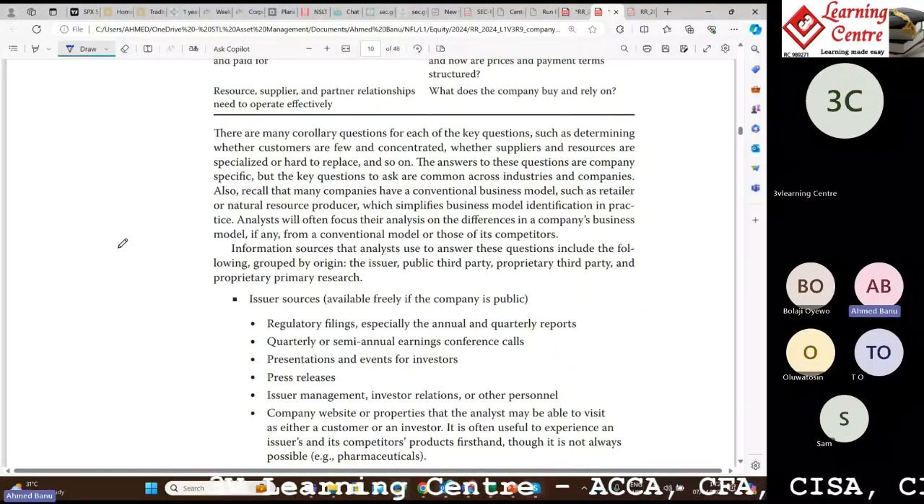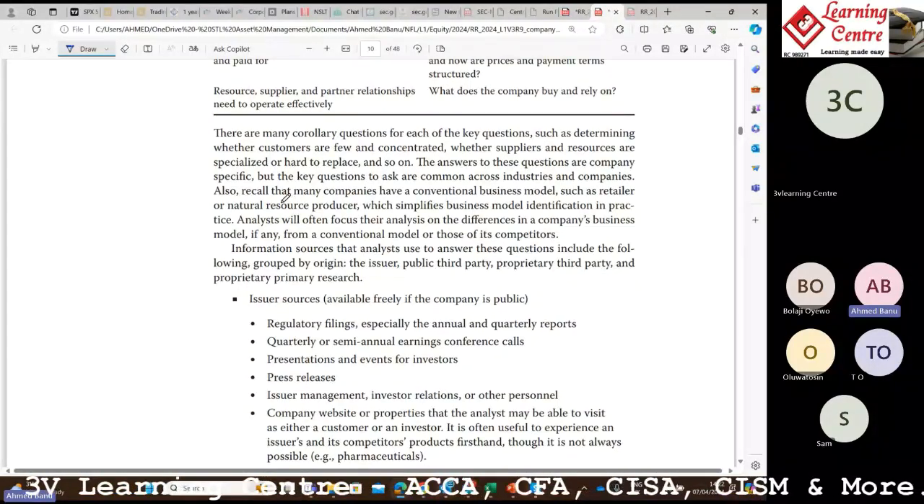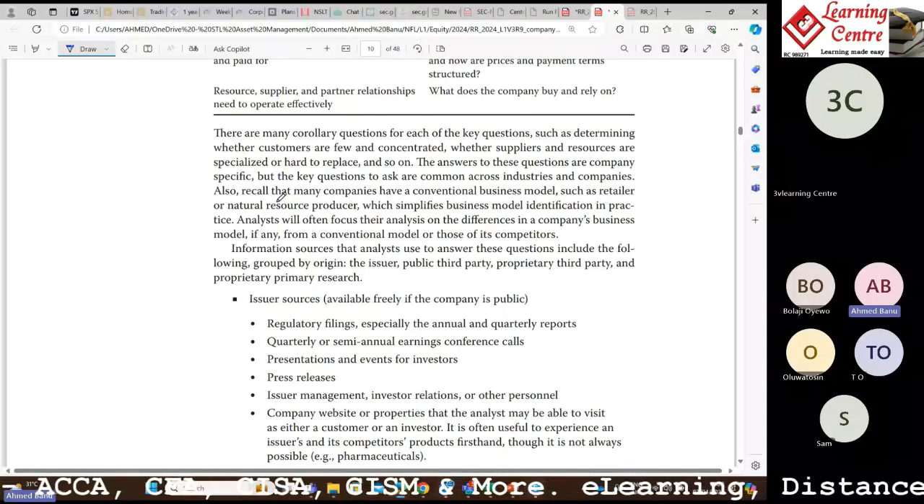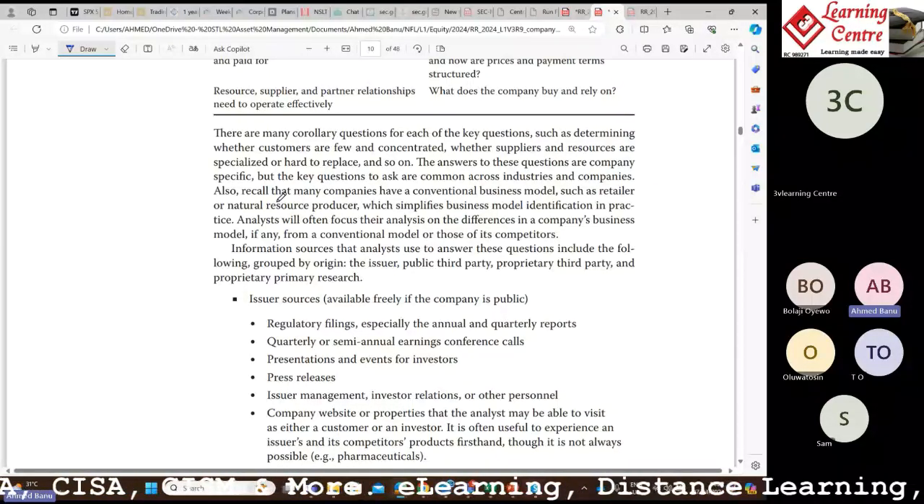Yeah. Analysts will often focus their analysis on the differences in a company's business model, if any, from a conventional model or those of its competitors. So you are also doing business development, business model analysis, business model competitive analysis.